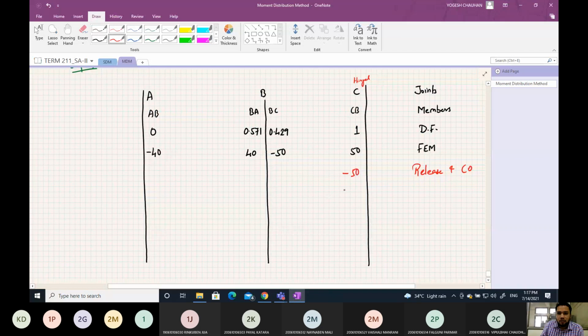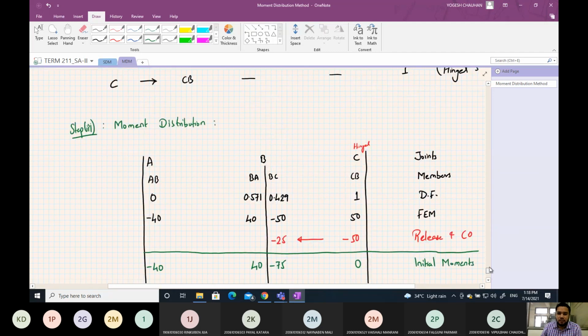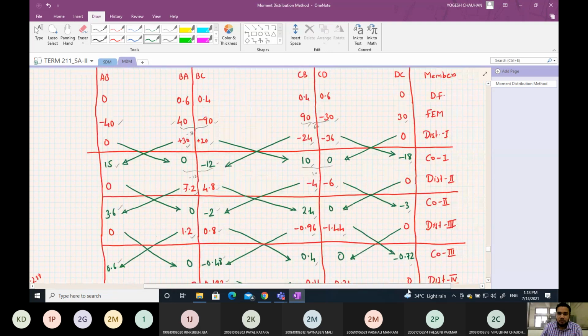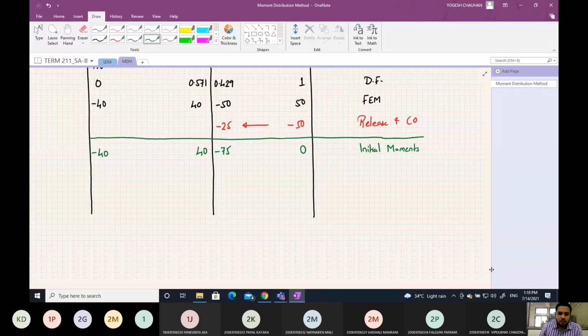So we apply minus 50 moment, and then we carry forward this to the far end. So that will be minus 25. Half of this will be carried forward here. So now your initial moments will be: this will be 0, this will be minus 75, this will be 40, and this will be minus 40. Now with this initial moment we carry out our carryover distribution cycle. Okay, so same as earlier, now we will distribute, then carry over, distribute and carry over. We'll repeat these steps until the desired accuracy is achieved.